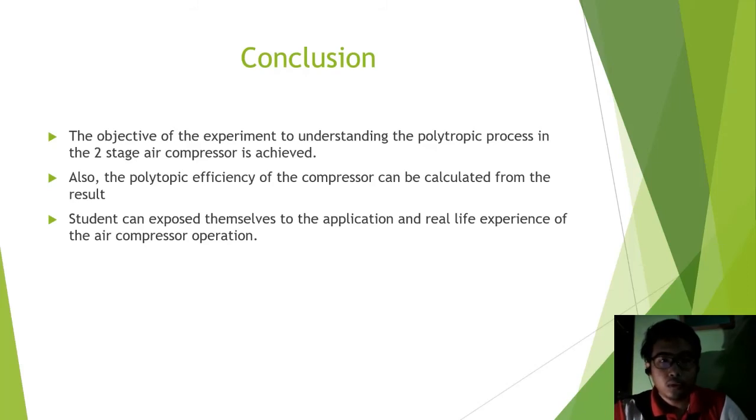From the experiment, the conclusion that we can get is that the objective of the experiment, to understand the polytropic process in the two-stage air compressor, is achieved. Also, we can conclude that the polytropic efficiency of the compressor can be calculated from the result table. There, we can get all the data from the lecture given. The last one is that students can expose themselves to the application and gain experience of the air compressor operation. So that's all from us.